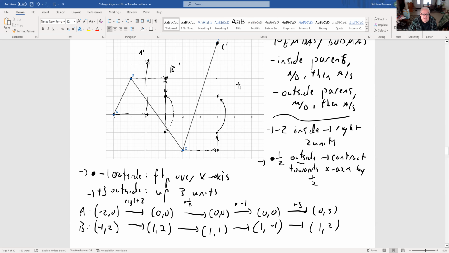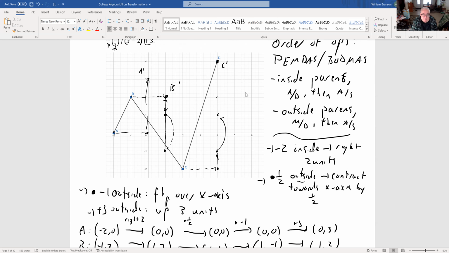And our point D goes 2 units right. Its y value is 4. We cut that in half to get 2. We flip that over the x-axis to get -2, and then we go back up 3 units, and that gives me that. So there's D prime.